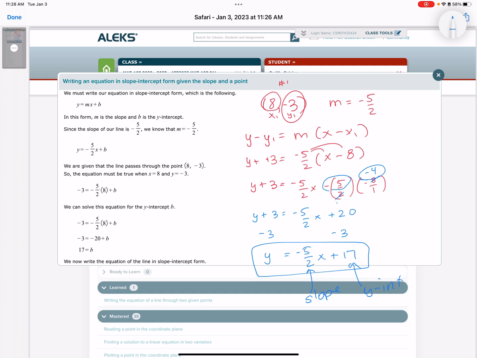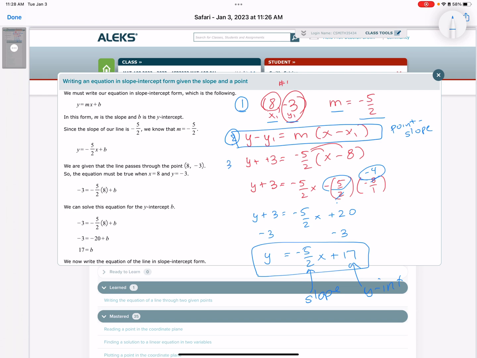So let me go over the steps again. The first step that I did is I labeled my point x1 and y1, and my slope -5/2. The second step is I'm using this equation. This is called point slope form, because I have a point and I have a slope.